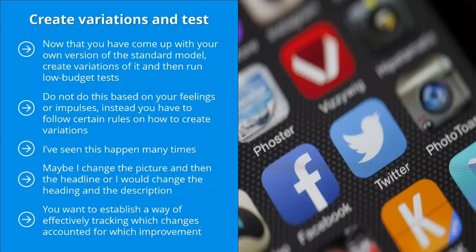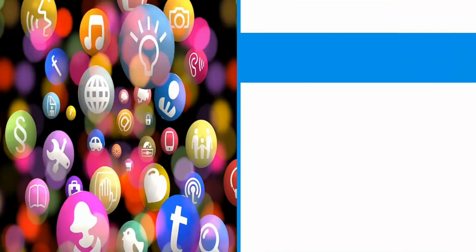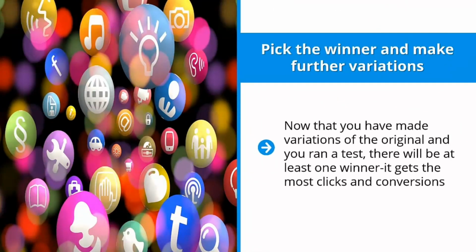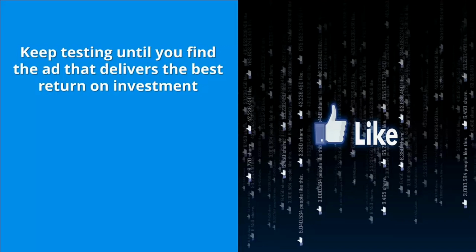However, you have to do this in a systematic way. I've described this in the section below. Pick the winner and make further variations. Now that you have made variations of the original and you ran a test, there will be at least one winner. It gets the most clicks and conversions. Make variations of it and you run the test again. Keep testing until you find the ad that delivers the best return on investment.